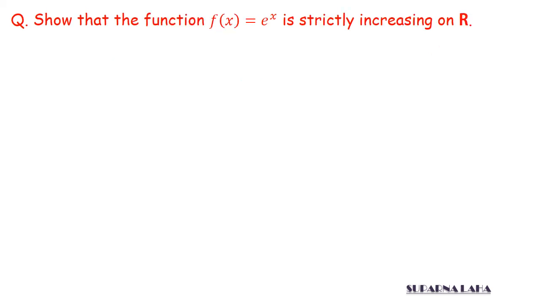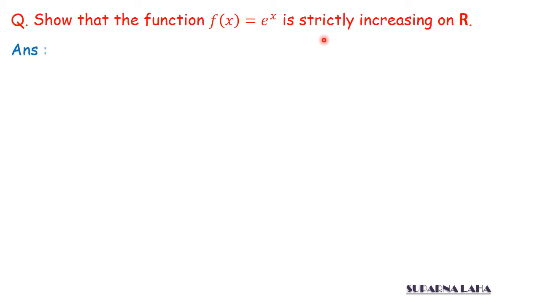So moving to the next problem. Here I am taking an exponential function. We need to show that this exponential function is strictly increasing on the set of real numbers R. So you have to show that it is strictly increasing. We can show it in two different ways. If the derivative is greater than 0, or we can choose x1, x2 and show that the functional value is also increasing.